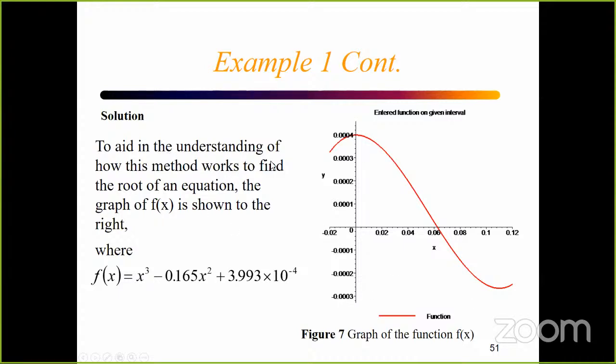To aid in understanding how this method works to find the root of an equation, the graph of f of x is shown on the right side. What they have done is substitute the value of x as 0 in the equation they provided, and substitute x as 0.11. In between you go on taking values of x, maybe 0.01, 0.02, 0.03, 0.1, 0.11 of that kind. Then you plot. You will have a tabulated value, y is equal to f of x.